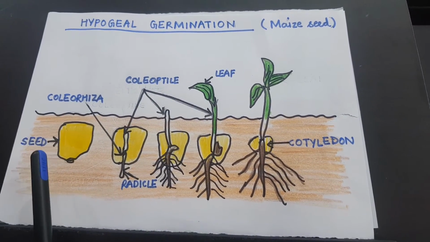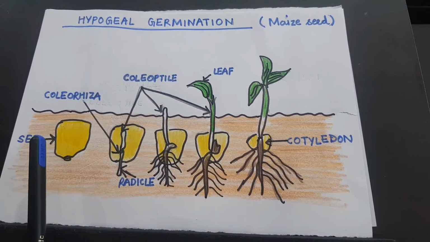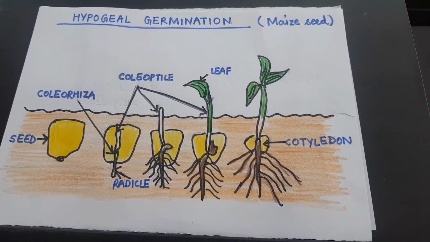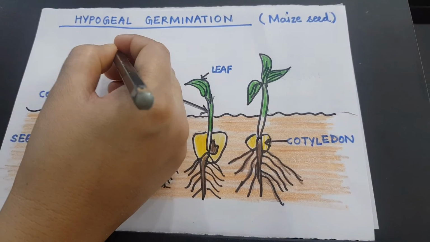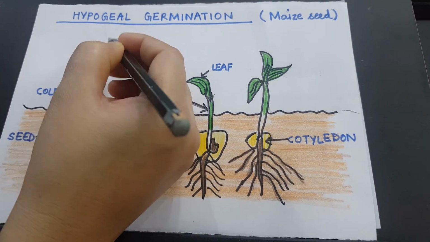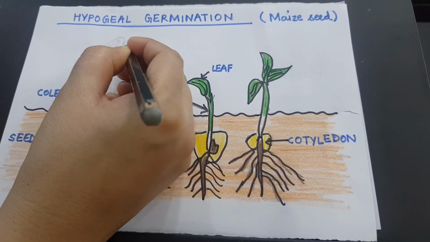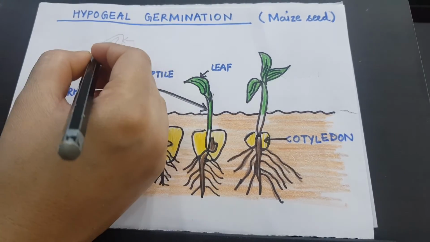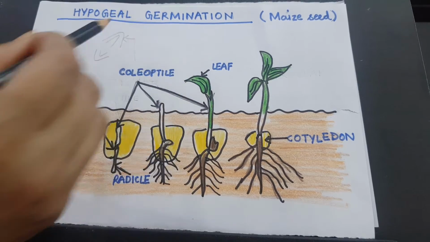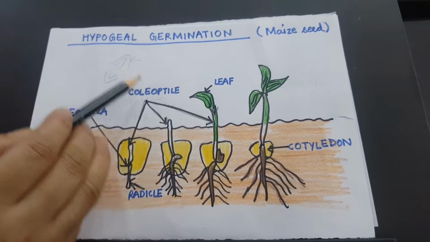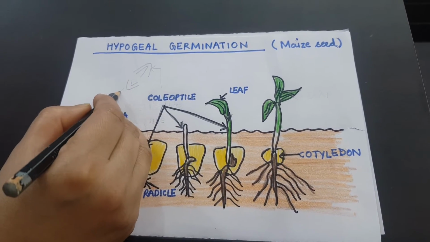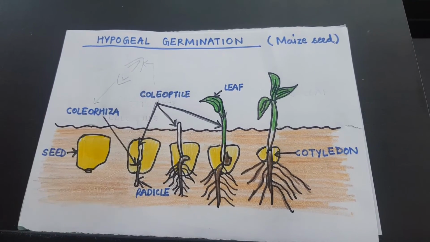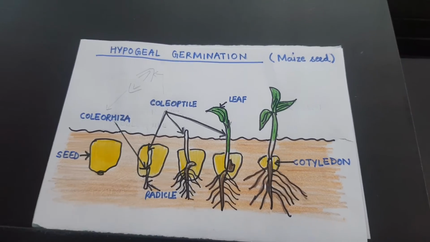Now, let us see what happens. Before I start, let me explain what is coleoptile. Suppose this is a plumule. So, this is coleoptile, this part. Okay. And this is the covering. The covering of plumule is coleoptile, and the covering of radicle is called coleorhiza. Now let us know in details.